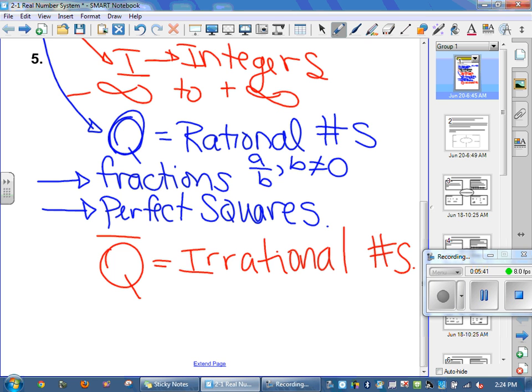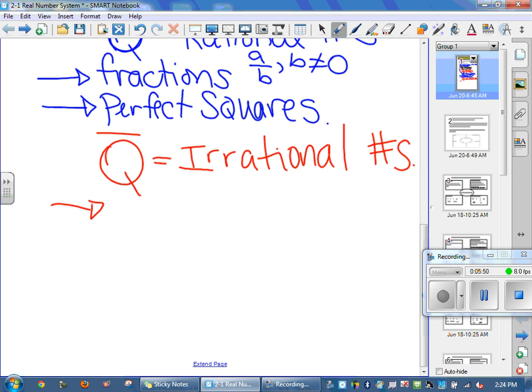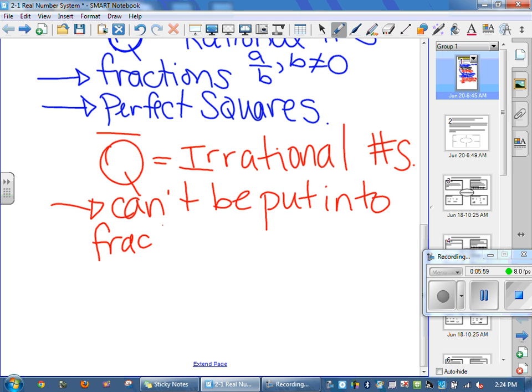Now in these ones, the biggest thing is these ones cannot be put into fraction form. Fraction form meaning A over B. They can't be put into fractions. Now why? The reason is all of these numbers, there's only two kinds of numbers here. Well, actually only one kind of number. The other one creates it. The only kind of number that exists in this category are run-on decimals.